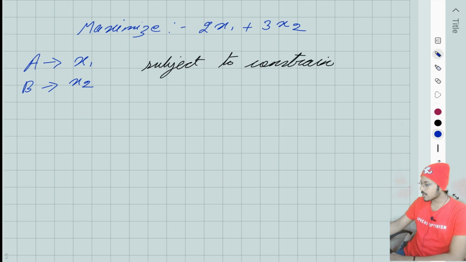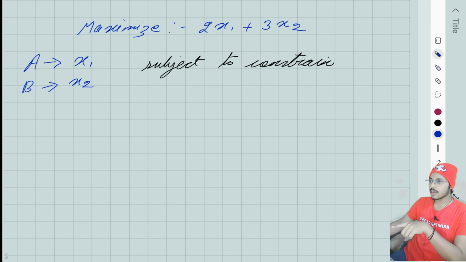What will be our subjects to constraint? These machines, these are the constraints. M1 will run for 400 minutes and M2 will run for 600 minutes. So these are the constraints right here.